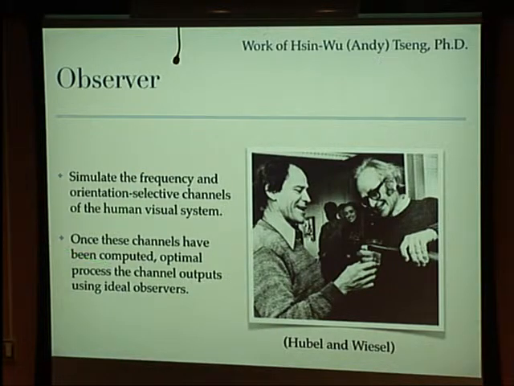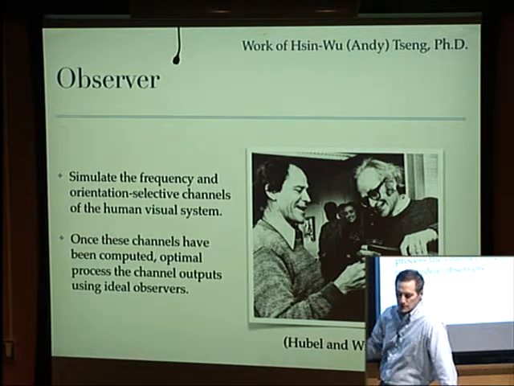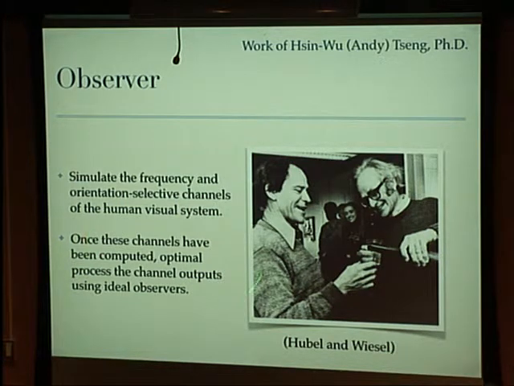And once you have these channel outputs, we do optimal processing of the channel outputs using essentially ideal observers. This is all based on the idea of how the human visual system evolved. We have essentially natural compression in our visual system, these frequency and orientation selective channels, and once we do that compression, we optimally process the channel outputs that result in data. And that's what we implemented here, again, based on the work of a lot of other people.